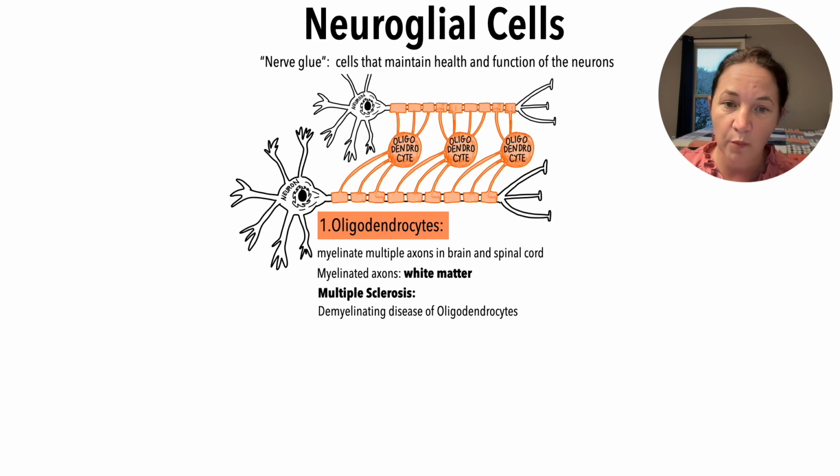In the disease called multiple sclerosis, it's an autoimmune, demyelinating disease where the oligodendrocytes are not able to keep the axons myelinated like they should.